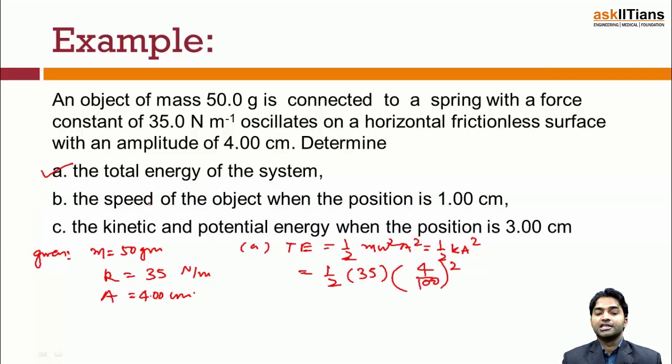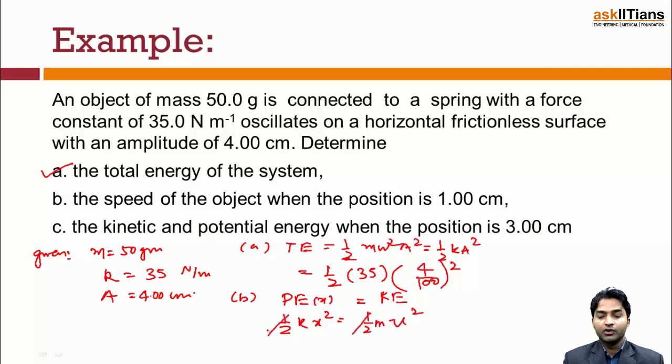Now question B, the speed of the object when the position is at 1 centimeter. So we know that total energy remains constant, but a redistribution of energy takes place from kinetic to potential, potential to kinetic. So in part B, the potential energy at any moment, at any position x, should be equal to the kinetic energy. That is 1 by 2 kx square equal to 1 by 2 mv square. 1 by 2 would cancel out. Finally we get v as the square root of kx square by m.